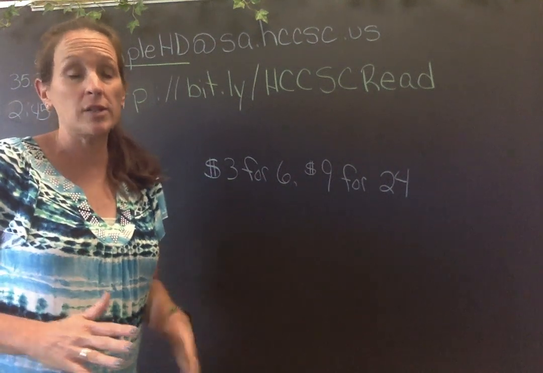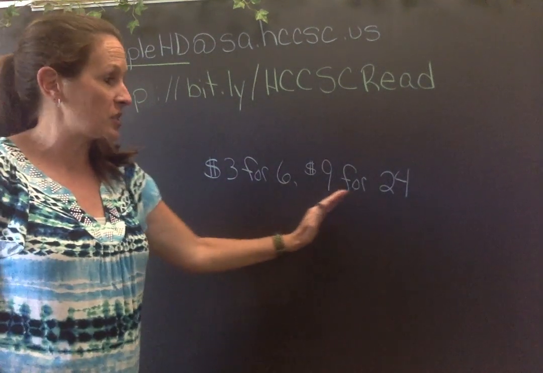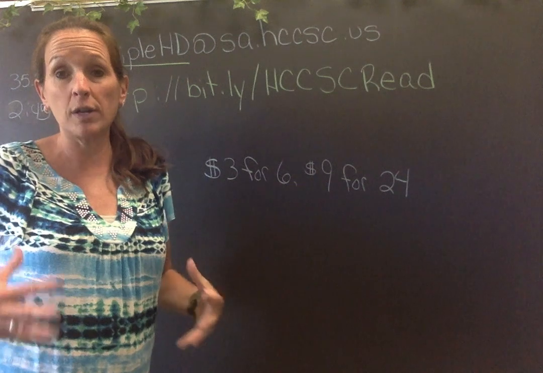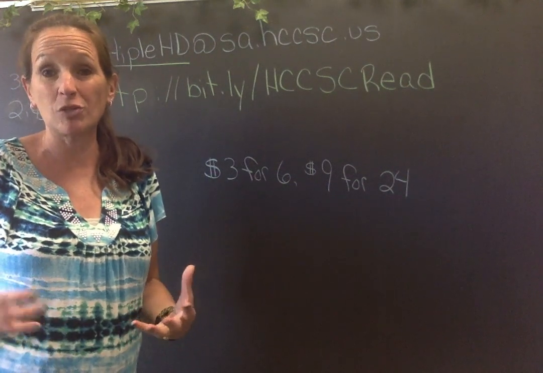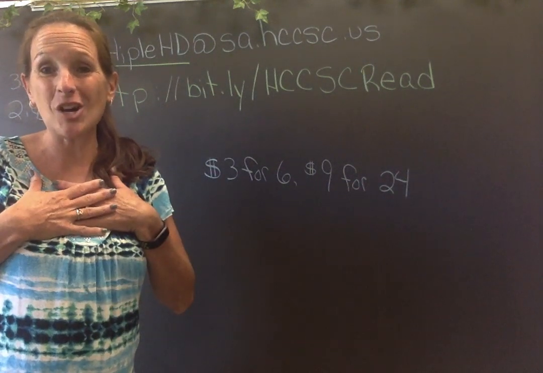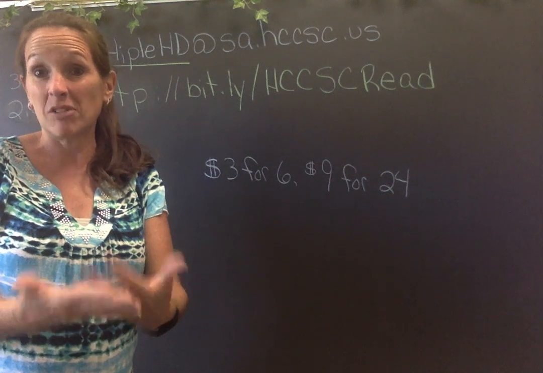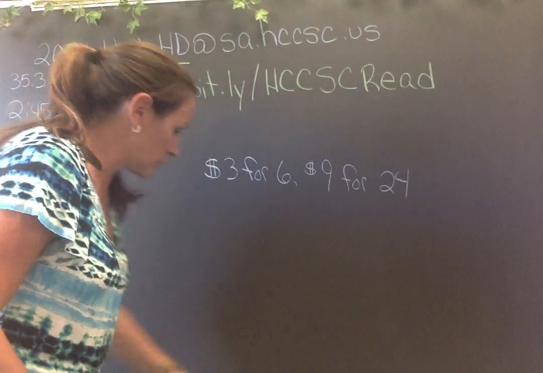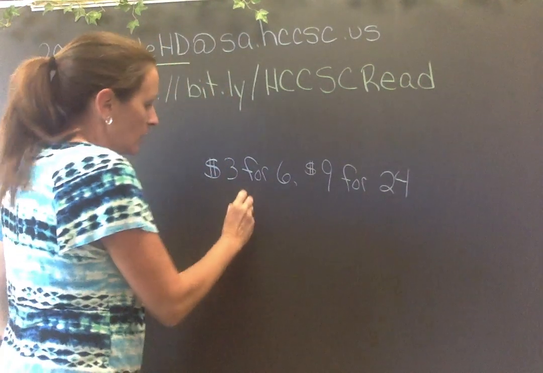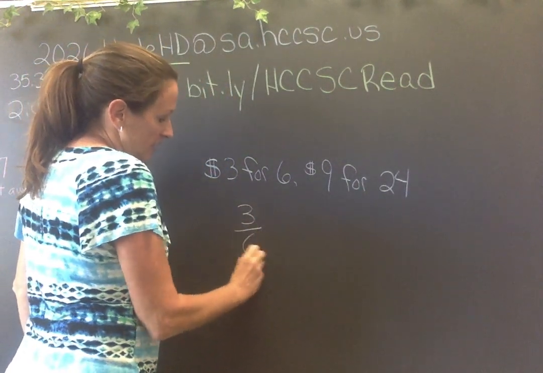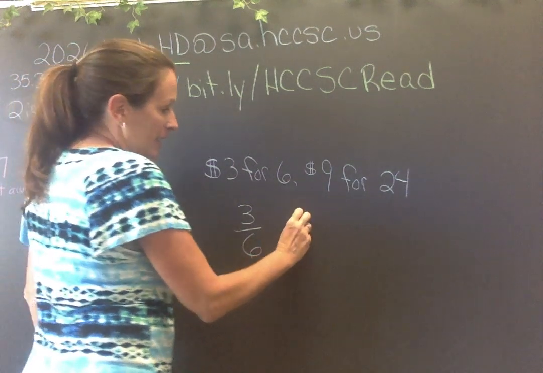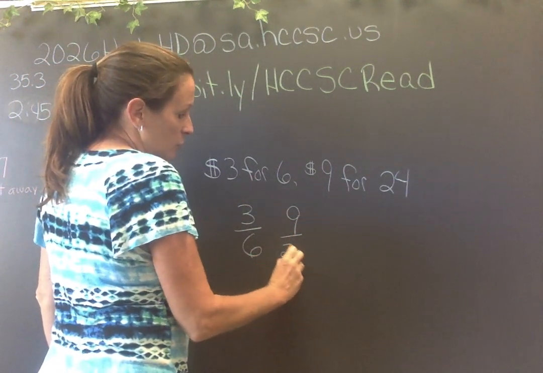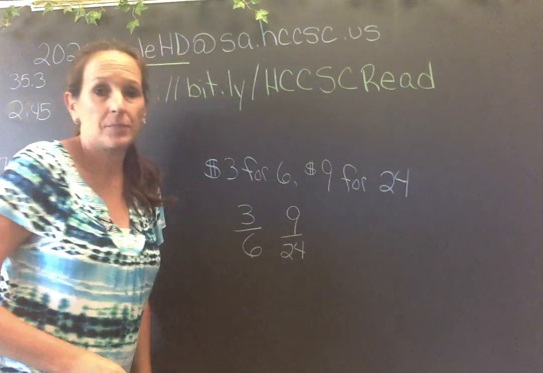The first thing you're going to do is take the numbers that they've given you and put them in ratios or fractions. Remember, when I say ratio, you think fractions. Ratio, fractions. Okay, so let's turn those into fractions. 3 for 6. And I had 9 for 24, okay?